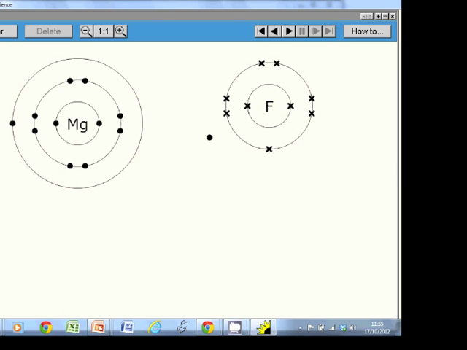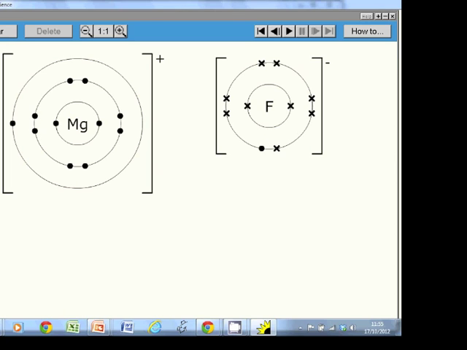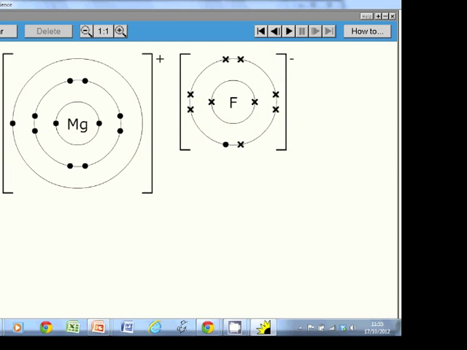So magnesium is able to give away that electron to the fluorine atom. So we've now got a fluoride ion. That fluoride ion is pretty stable because it's got full electron shells. However, the magnesium is not quite stable yet because it's got a lone electron here. It needs something to receive that remaining electron there.